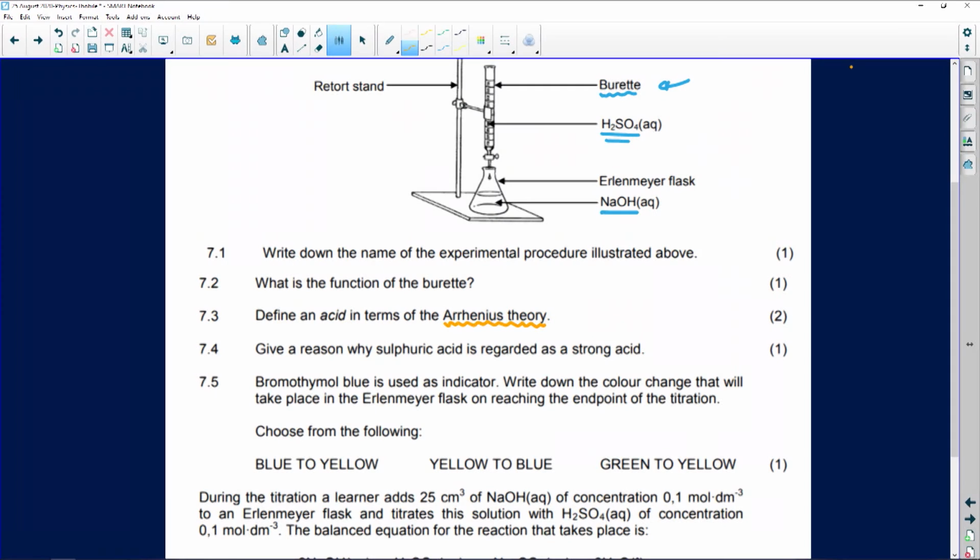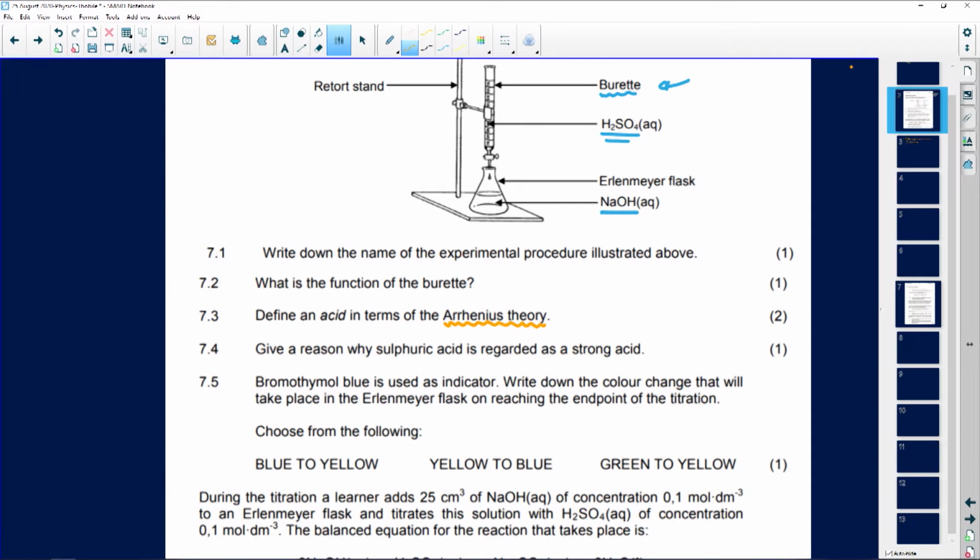My best advice to you guys, make sure you understand it and you are not cramming what is happening. Because remember, examiners can be very slick and they like putting some hot sauce on everything. So they can ask it from any angle and make sure that you know how to answer it. So in 7.3 it says, define an acid in terms of Arrhenius' theory.